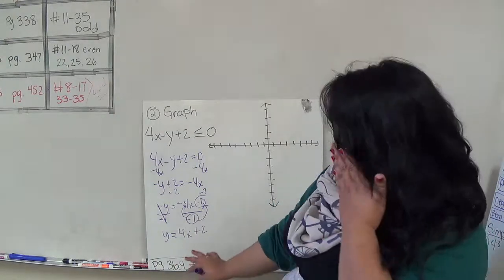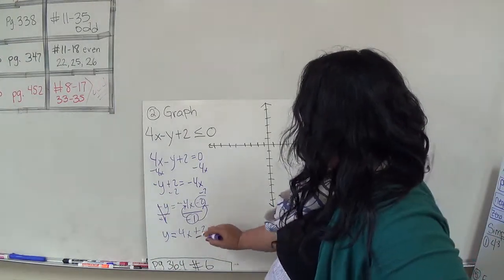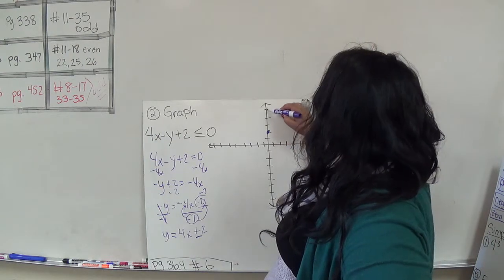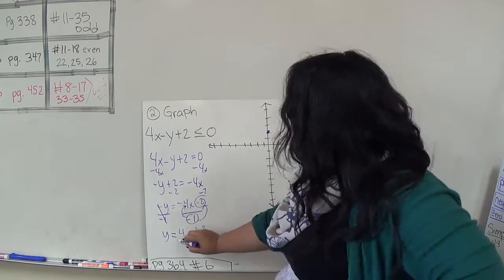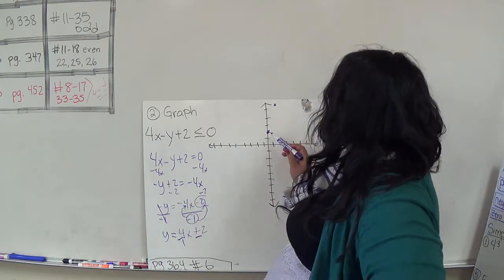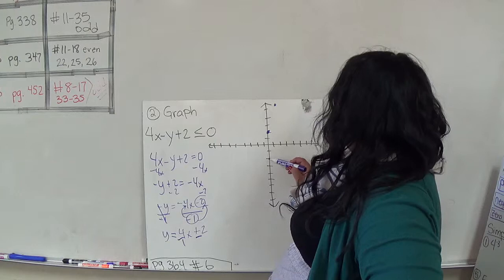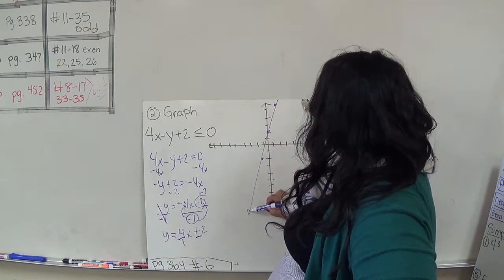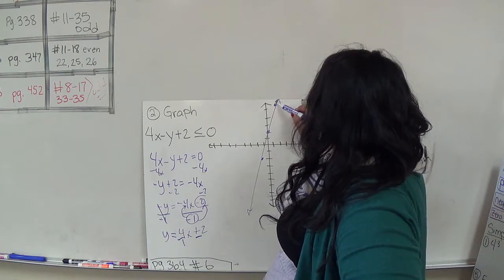This is review, how to graph this, right? I'll start with the positive 2. I'm going to go up 4: 1, 2, 3, 4, over 1, because there's no fraction, this is over 1. And if I want to go backwards, I'll go down 4: 1, 2, 3, 4, and back 1. So here's my graph.